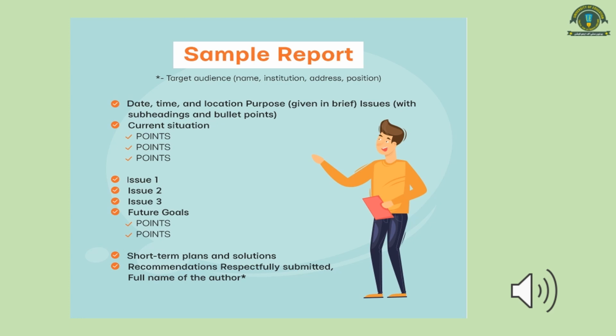After that, the important thing is to mention the date, time, and location. And along with date, time, and location, you have to mention the purpose, and that purpose must be in summarized, brief form, and the issues which are related to that problem you have to mention in subheadings and in bullet form. Then the current scenario or the present situation you have to mention in the form of some points, so that the whole scenario may be clear before the eyes of the reader.